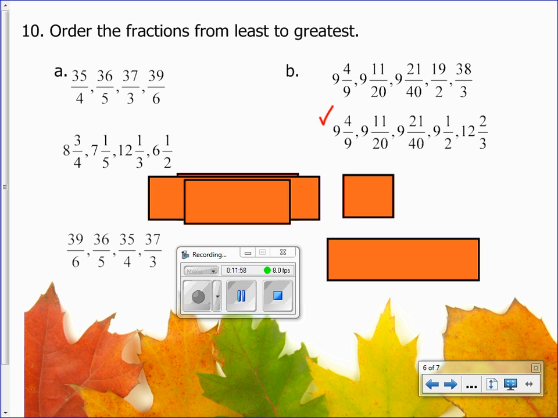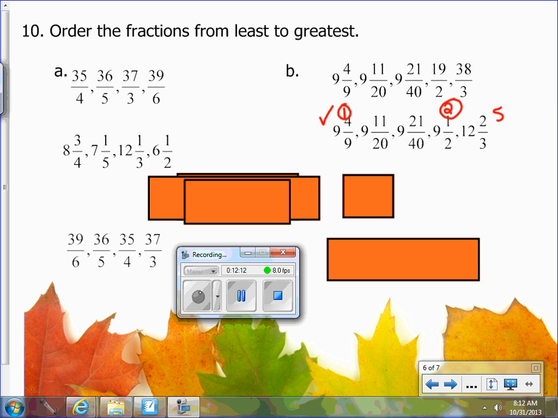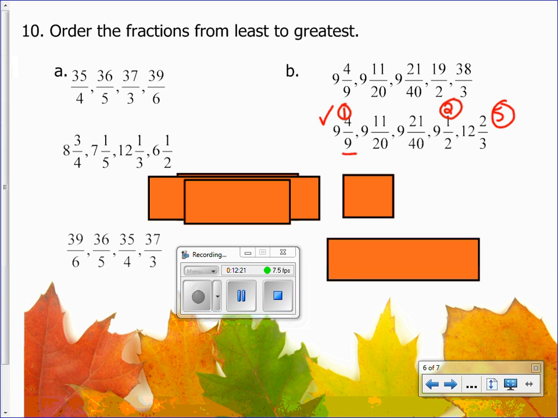So if I've got, this is going to be my greatest, so that's going to be number 5. This is going to be number 1 because that's less than half. This is half, so it's going to be 2. It's going to be number 2 in order from least to greatest. So I just compared the fractions by looking at them. I compared 4/9 and 1/2, knowing that 4/9 is going to be less than 1/2, so it will come first.